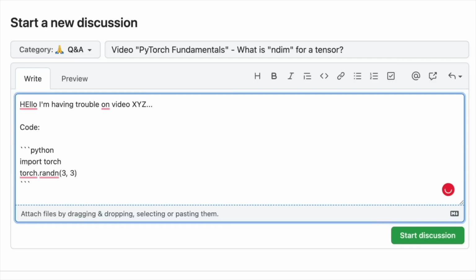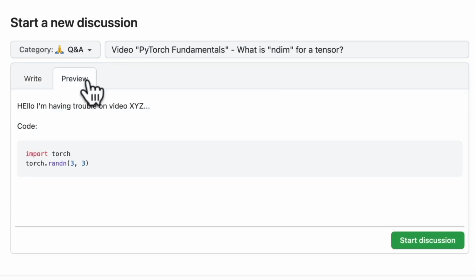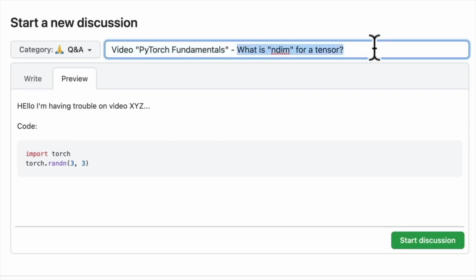Yeah. And then if you post that question, the formatting of the code is very helpful so that we can understand what's going on. So this is basically the outline of how I would ask a question. Video, this is going on. What is such and such for whatever's going on?